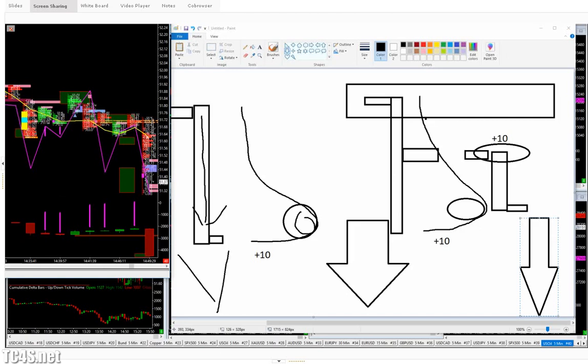Otherwise, they'd have slipped the sellers, wouldn't they? And that volume would have printed a lot lower if they were bearish. The volume didn't print a lot lower, so they're not bearish. The market maker's not bearish. You might say, that's a hell of a bearish bar. The market maker is not bearish. If they were bearish, that volume node would be at the bottom of the candle.